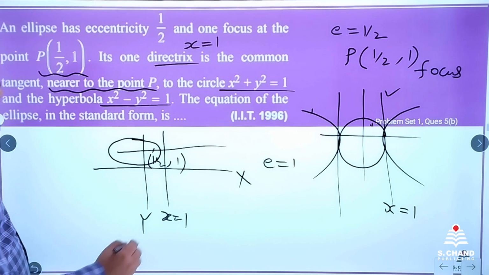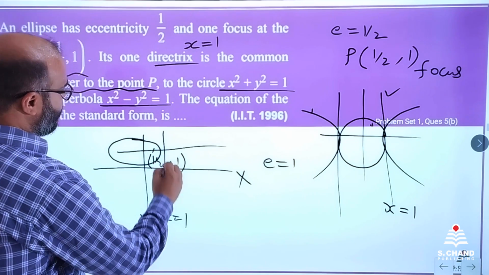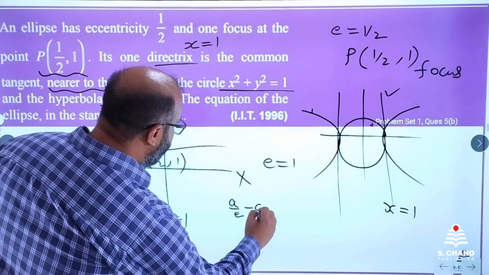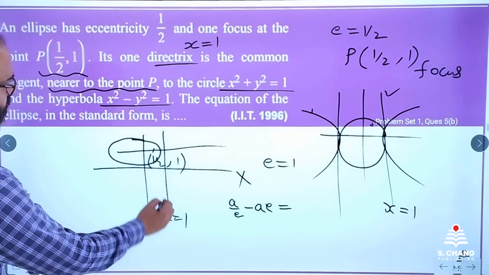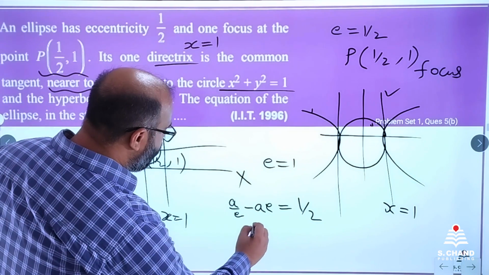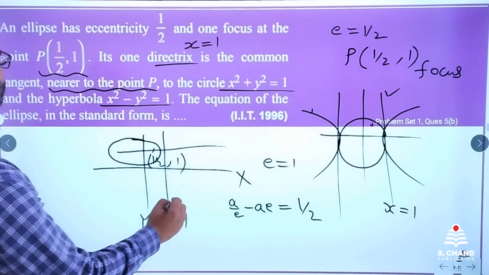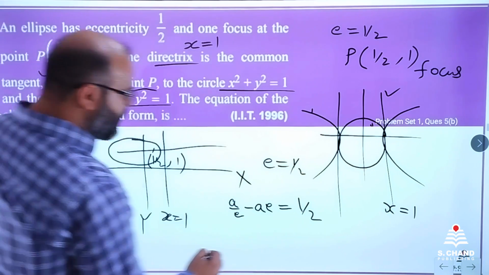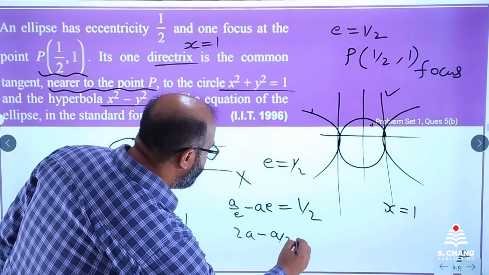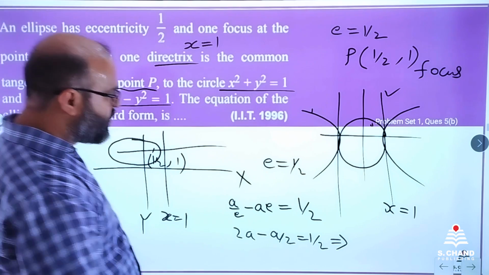Now the distance between the focus and the directrix, that is actually A by E minus AE, which is coming out to be 1 minus half, and E is equal to 1. So A minus A is equal to half. So of course E cannot be equal to 1, E is 1 by 2, as it is not a parabola, it is an ellipse. So E is 1 by 2, so 2A minus A by 2 is equal to half. So this will become 3A by 2, which is A is equal to 1 by 3.